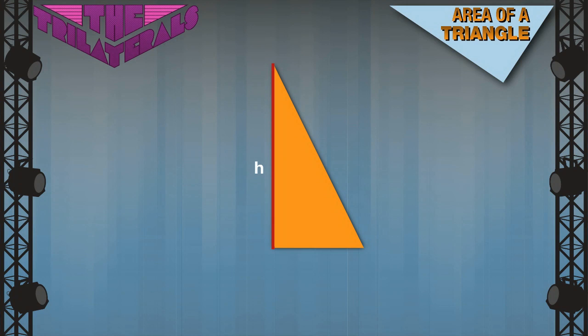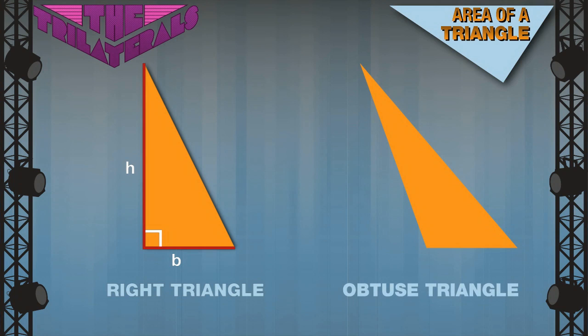The height of a triangle can also be the side of the triangle if the side is perpendicular to the base. See the right angle? It is a right triangle. When the triangle is obtuse, it has one angle greater than 90 degrees. The height for this base falls outside of the triangle. That's okay, it is still the height.